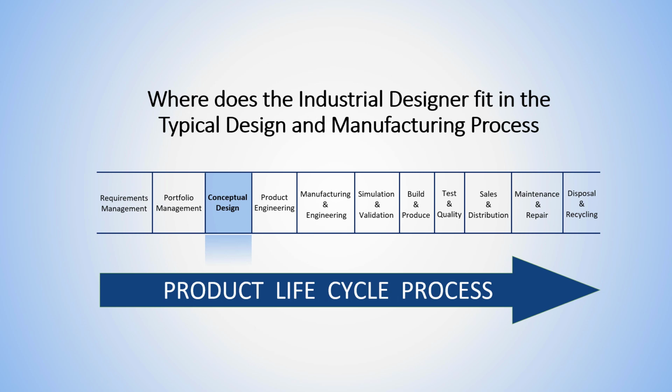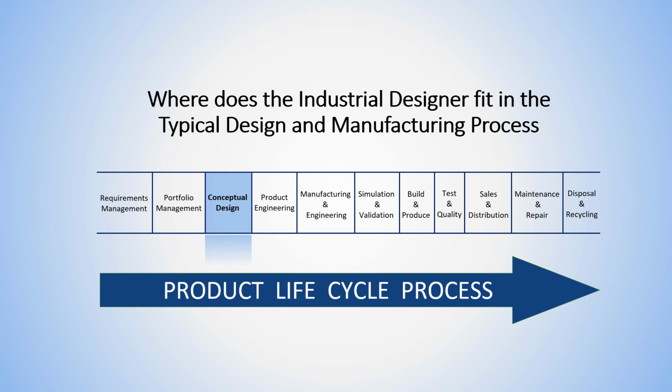So let's take a look at the product life cycle process. With what we just talked about regarding the on-the-job deliverables, we can see here where the industrial designer fits within the typical design and manufacturing process. We go usually from left to right in this image here, and this at any point can also loop back, as we'll see in a little bit.